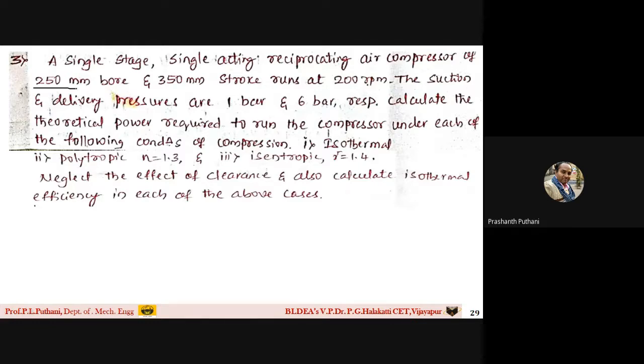What is this data representing? The value of bore is 250 mm, which means it is around 0.25 meter.